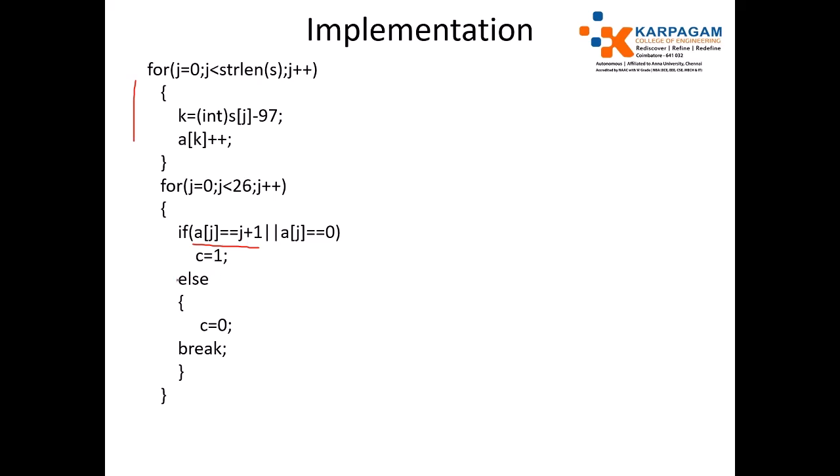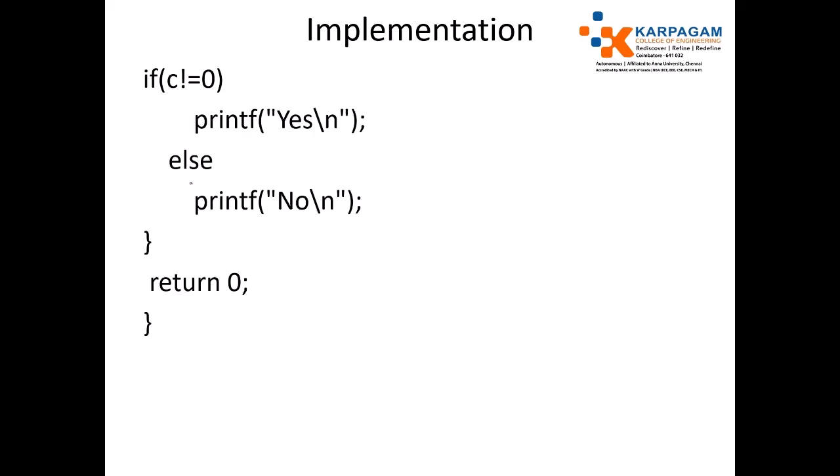Otherwise set c equal to 0. If the condition is not true, it will come to the else part, set to 0 and immediately come out of the internal loop. Then if count is not equal to 0, print it is a super ASCII, otherwise print no.